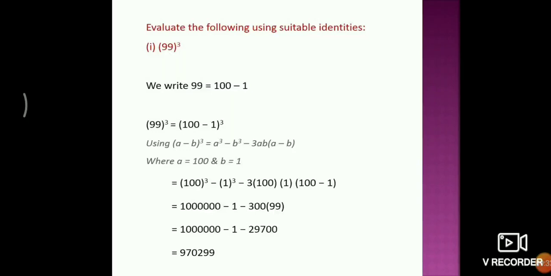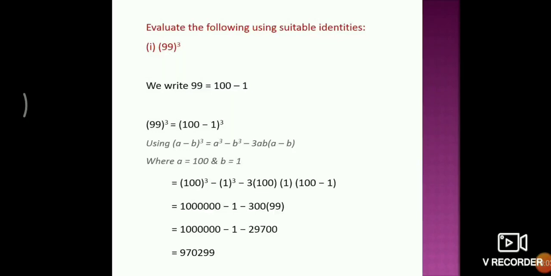So (100 minus 1) whole cube, comparing it with the identity, I got (a minus b) whole cube, which is equal to a cube minus b cube minus thrice of ab bracketed (a minus b). Now a is equal to 100, b is equal to 1. Simply substitute the values in the given identity: 100 whole cube minus 1 cube minus 3 into 100 into 1 bracketed (100 minus 1). Calculate them using BODMAS and you get your answer.